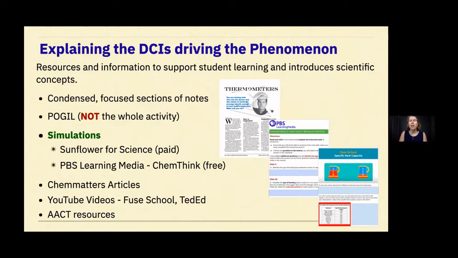That's a paid thing. But then I'd also bring in things like PBS LearningMedia, the ChemThink, which was just absolutely phenomenal for walking kids through different content. And I just loved that. Bringing ChemMatters articles or small YouTube videos, especially Fuse School and TED-Ed. Those were big favorites. And then just finding resources on ACT that I could bring into the notebooks to push forward understanding the content in a more active way.